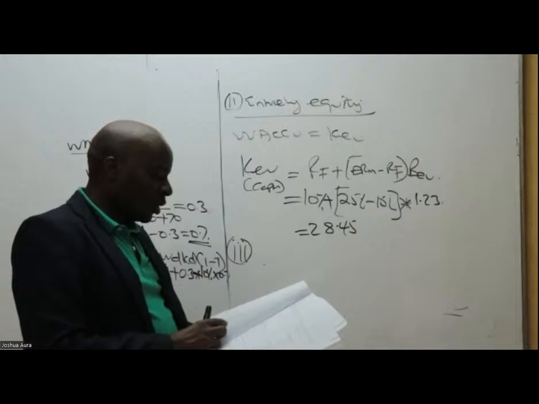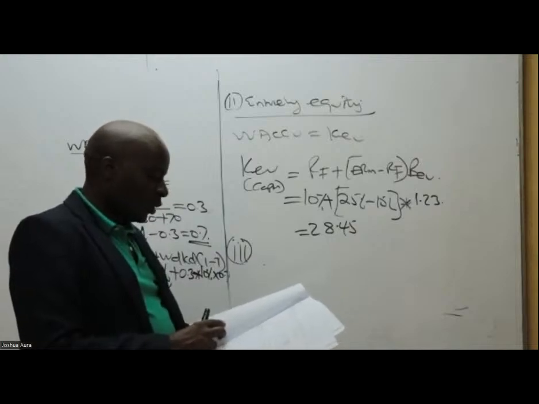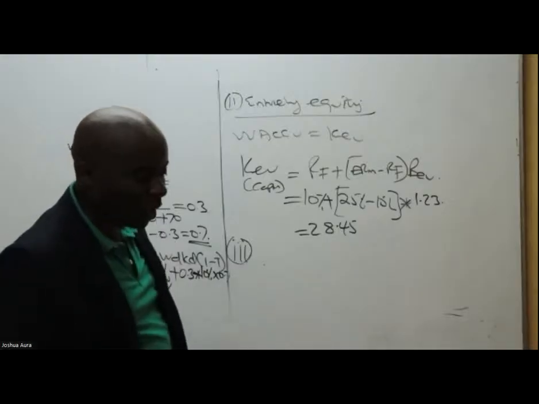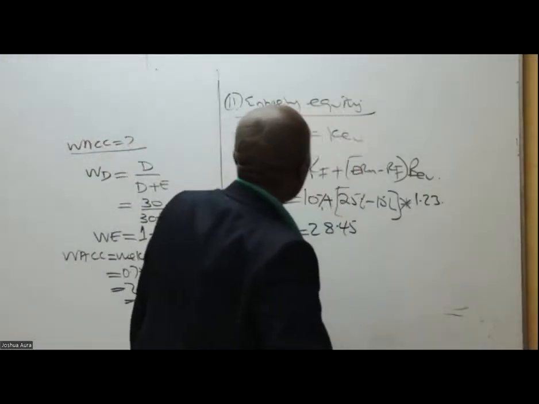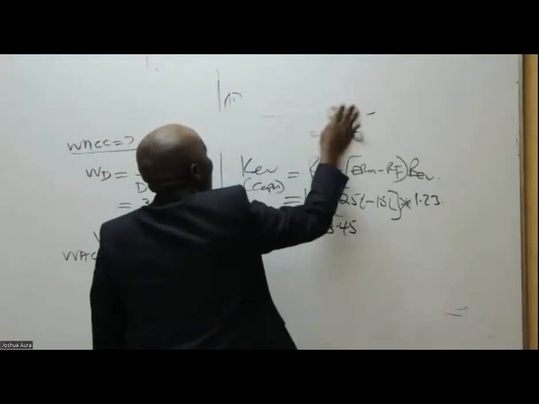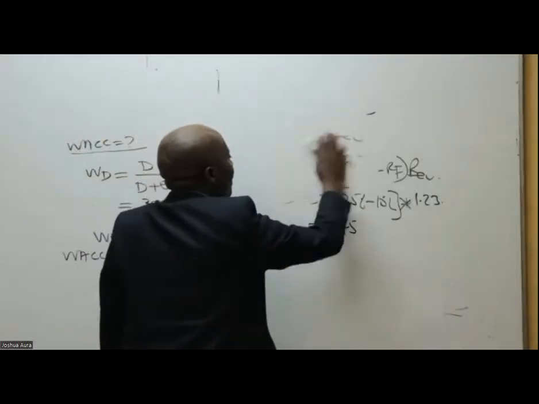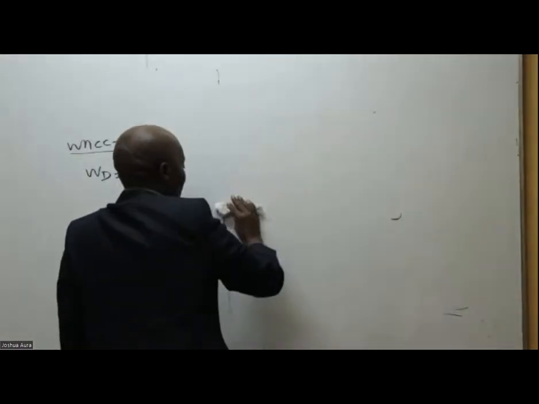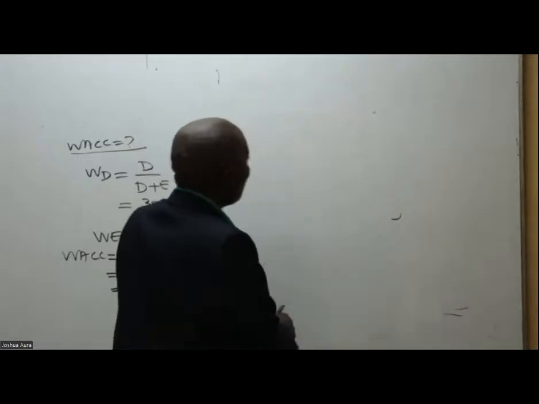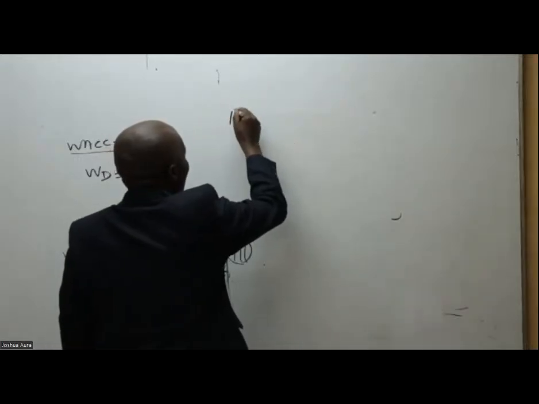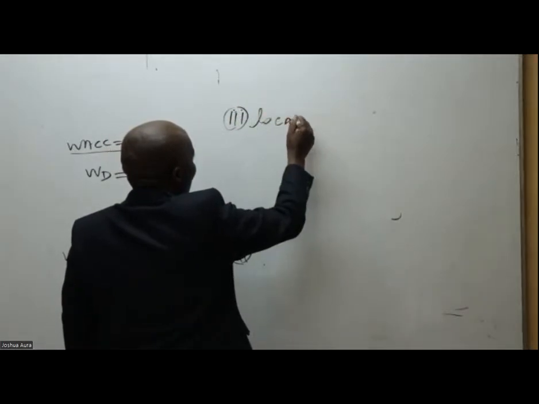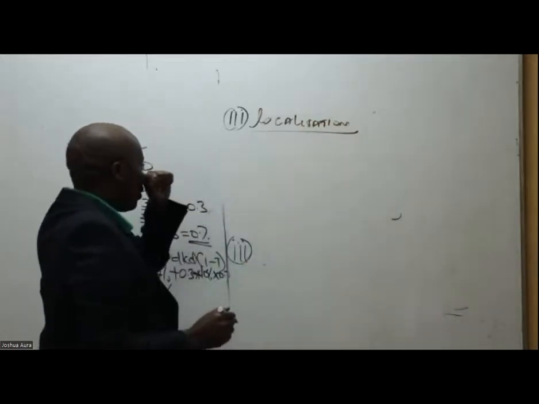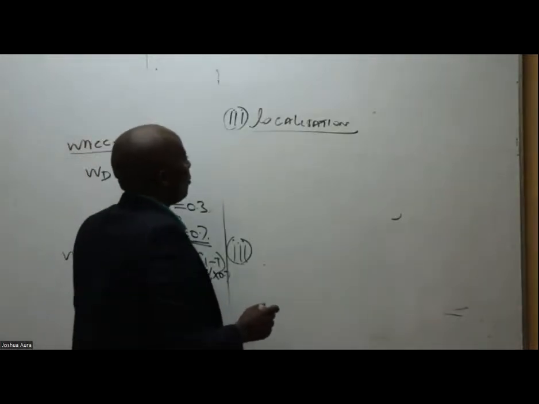So students are giving me 23.2. So let's try this. First of all, it's localization. We are doing the localization for Roman number 3. Roman 3 localization, all right?